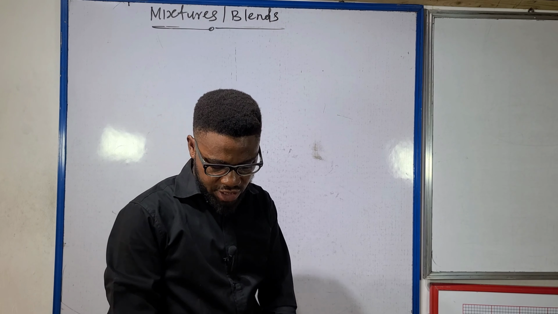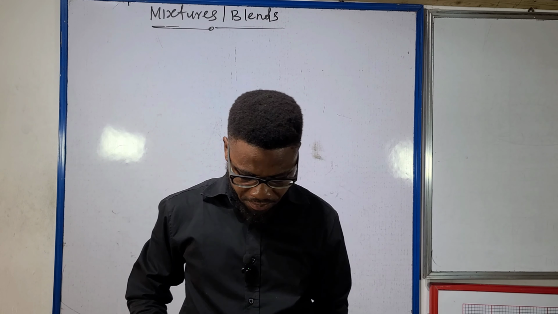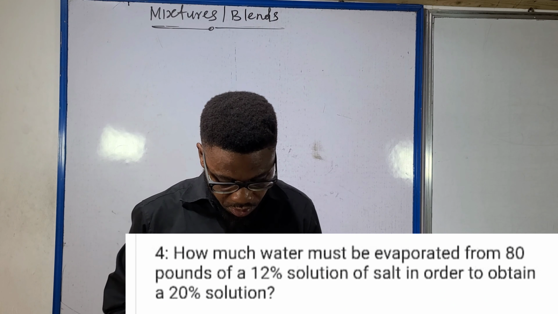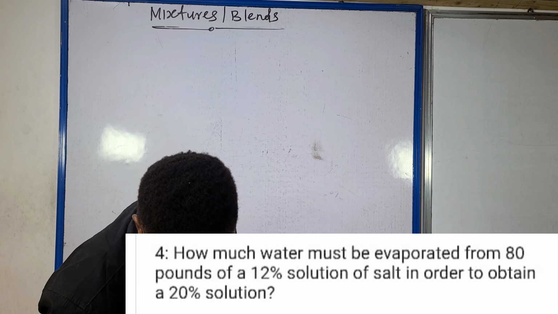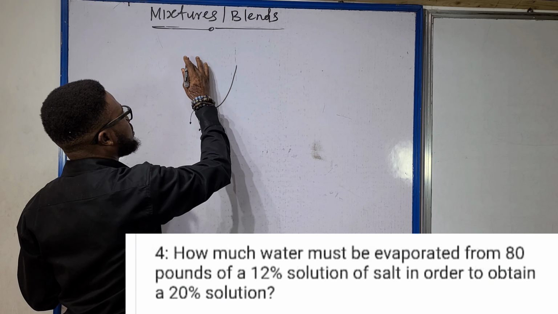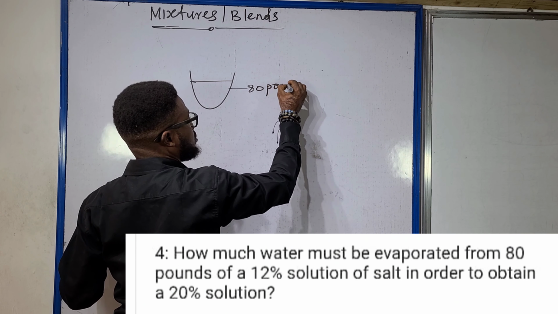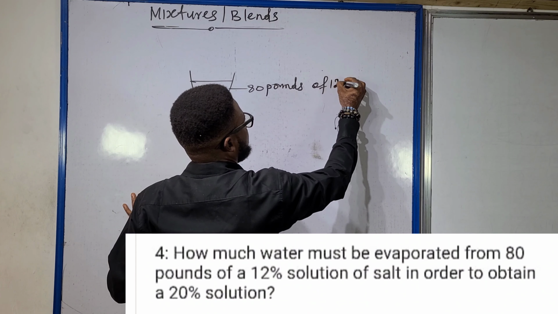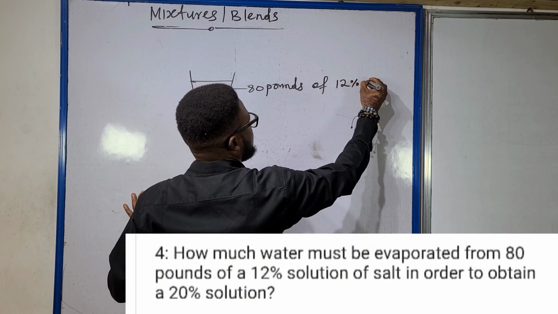Moving on to the next question. As you can see on your screen, it says, how much water must be evaporated from 80 pounds of a 12% solution of salt in order to obtain a 20% solution? So what this means is that we have 80 pounds of a 12% solution.